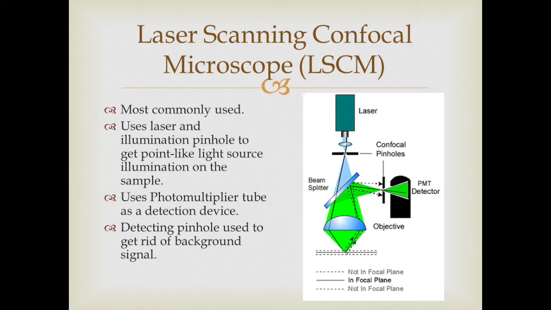It also uses a photomultiplier tube as a detection device. The detecting pinhole can be used to get rid of the background signal that we are most likely to see in our sample because any contaminants in the sample can take up the fluorophores. And if that happens, you will not be able to view the specimen in question.